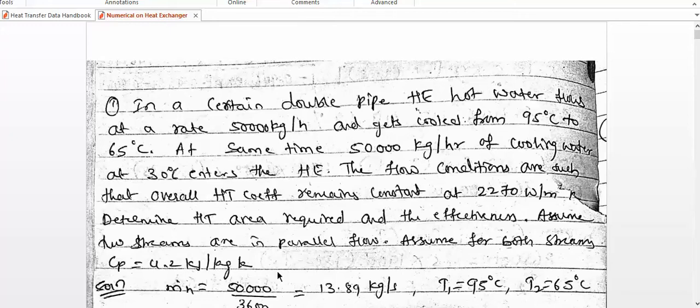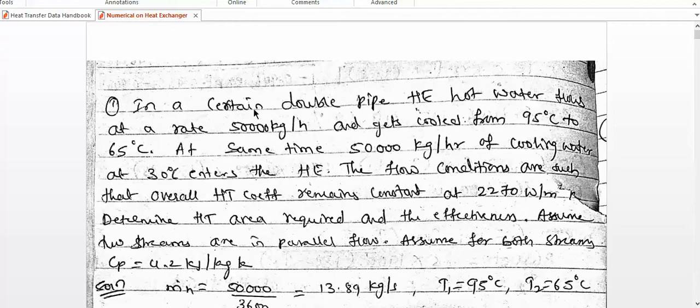This is a problem statement in which the arrangement is parallel flow, as clearly mentioned here. Along with that, some values are given. As you can see in the problem statement, the hot fluid is water itself, and the cold fluid is also water. So both the hot fluid as well as the cold fluid in this problem are water only. This is the arrangement of a parallel flow heat exchanger.